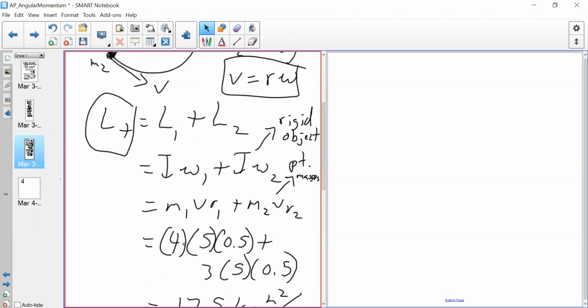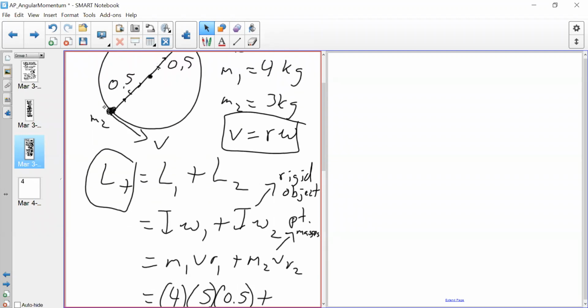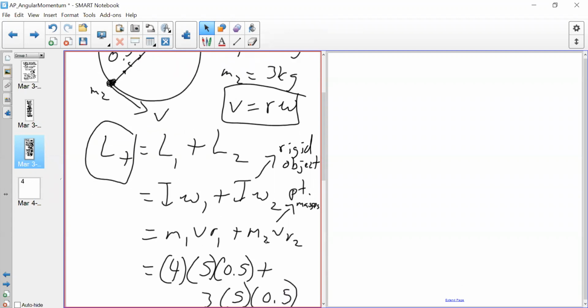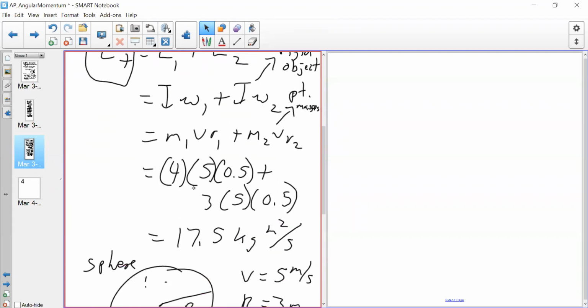All right, so now we have our masses, 4 kilograms and 3 kilograms, and they're both moving at a tangential velocity of 5 meters per second at a distance of 0.5. That's because they have the same distance from the center. If this is 0.6 and this is 0.5, they would have different velocities. So 4 times 5 times 0.5 plus 3 times 5 times 0.5 gives us 17.5 kilogram meters squared per second. Those are the units of angular momentum.